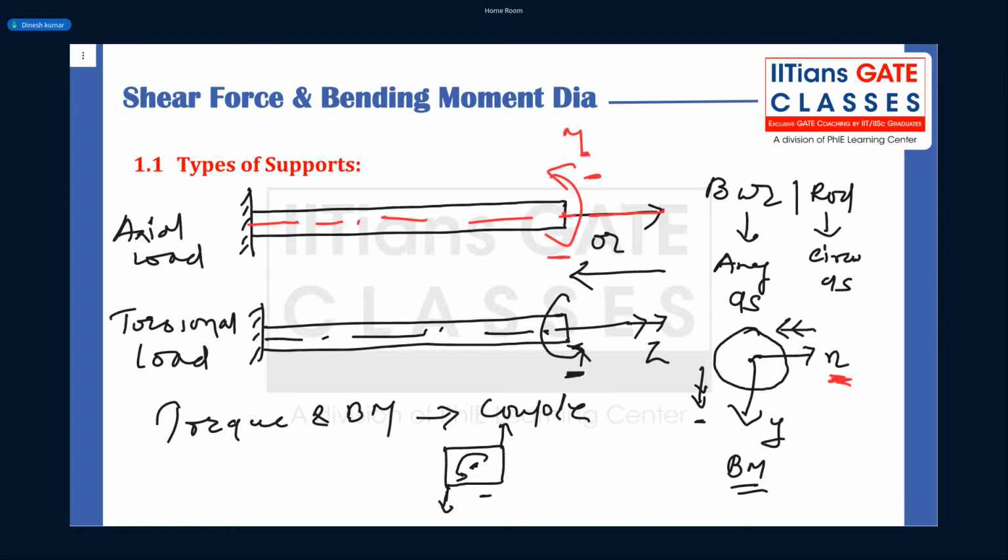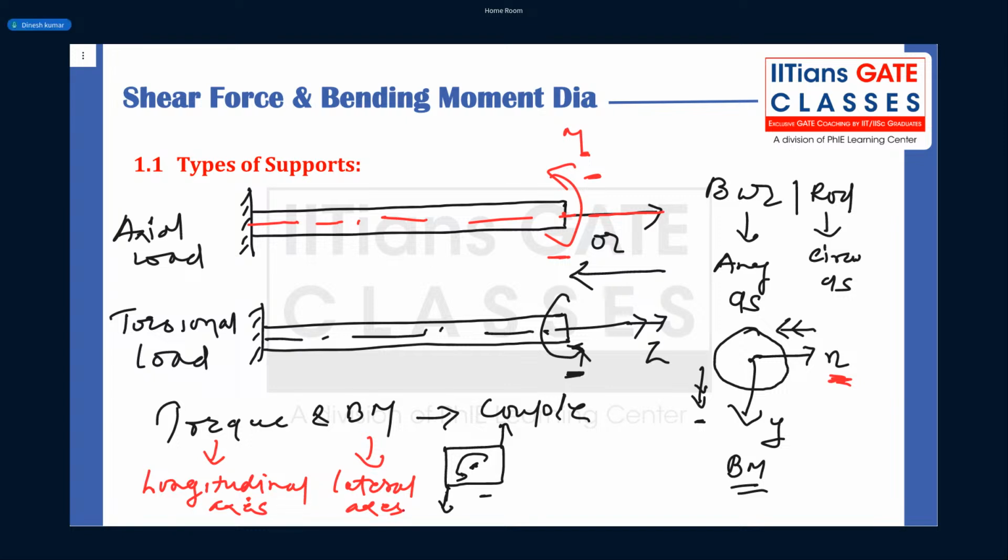What is the difference between a torque and a bending moment? Torque is always applied about the longitudinal axis, and bending moments are always applied about the lateral axis. Now your lateral axis can be x or y, or it can be applied about an inclined axis also. Clear? Everyone, is this clear?